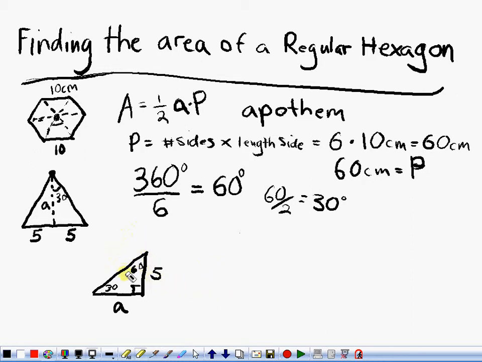Okay, well, basically, the side that's opposite of the 30 is equal to 1/2 of the hypotenuse, and the side that is opposite of the 60 is the side opposite of the 30 times √3. Yeah, I probably should actually draw that for you. So here we go. Bear with me.